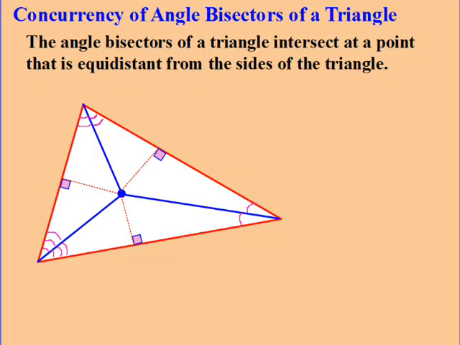Alright, so we have 3 angle bisectors in a triangle. So another theorem that we have today, it says the angle bisectors of a triangle intersect at a point that is equidistant from the sides of the triangle. And that's what these little red dotted lines represent, the distance from that central point to each side of the triangle.